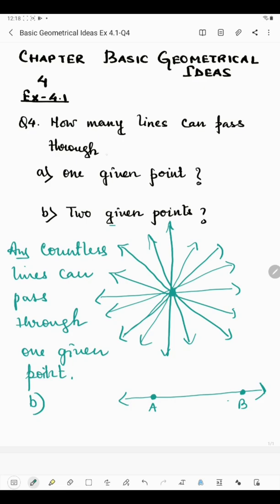So that means how many lines can pass through 2 given points? Only one line can pass through 2 given points. Okay.